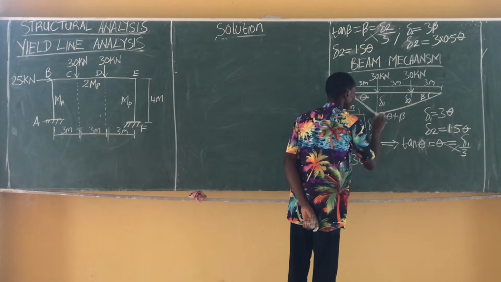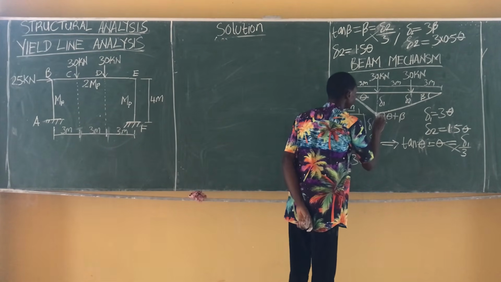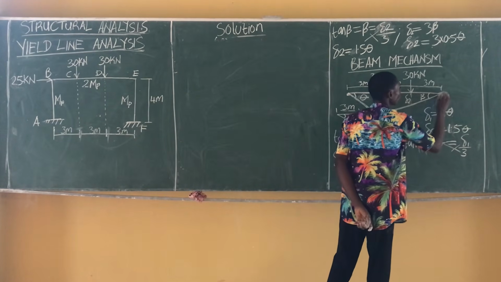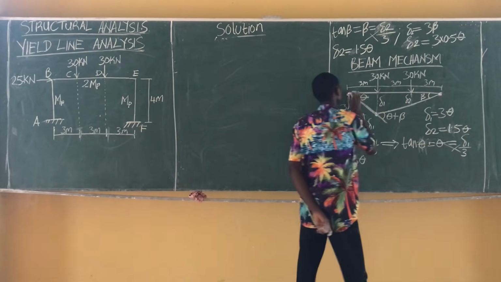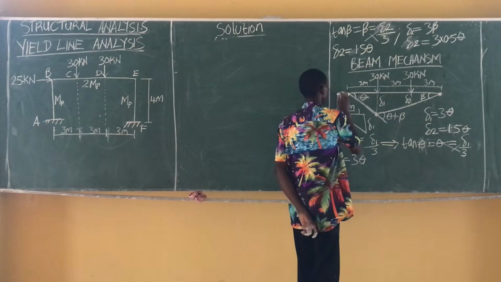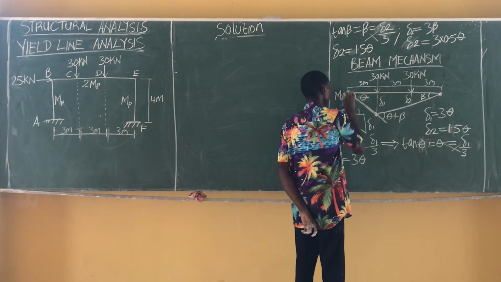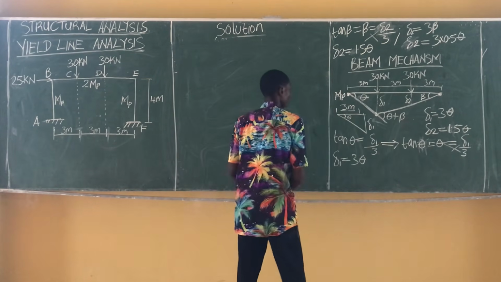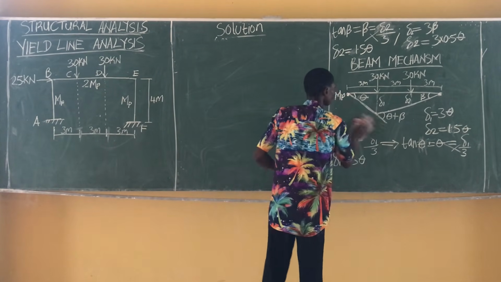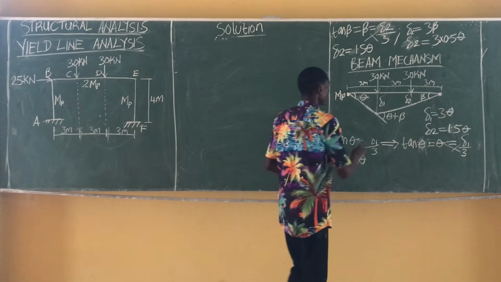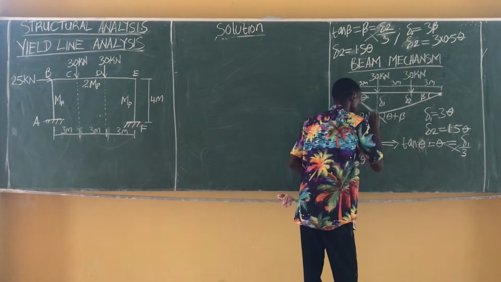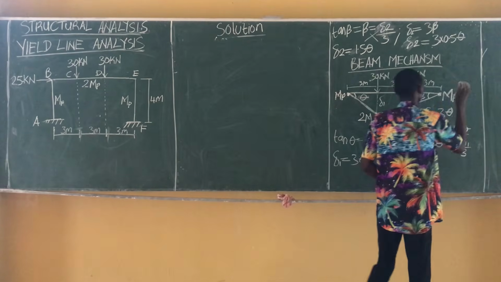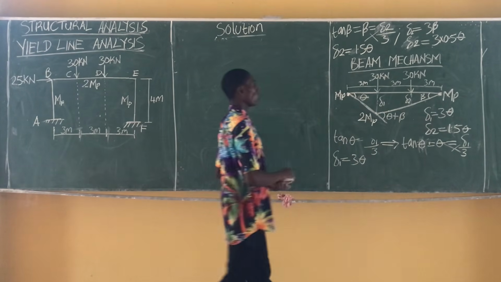So for this beam, we are going to have 3 plastic hinges. This is going to be MP, this point is going to be 2 MP, and this point is going to be MP. So we have 3 plastic hinges for our beam.